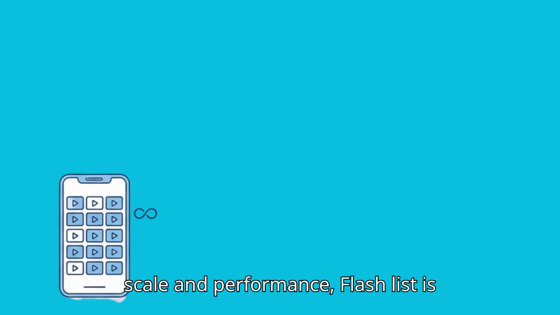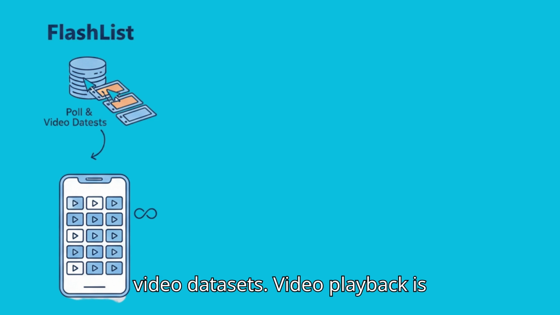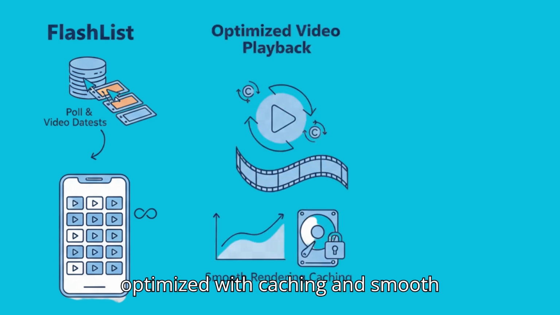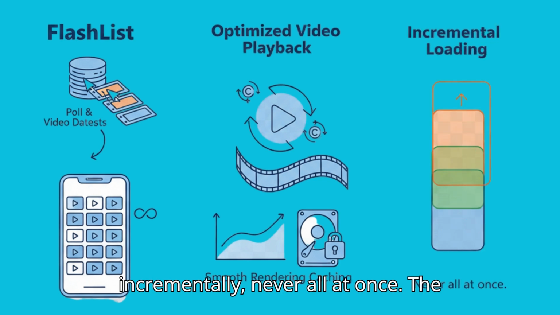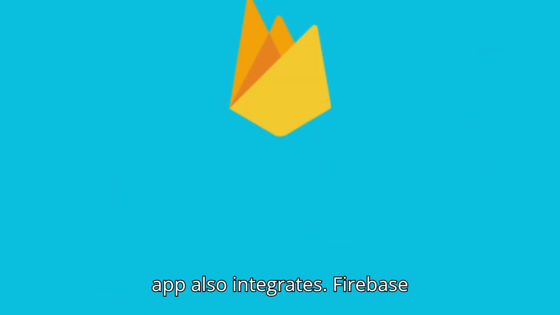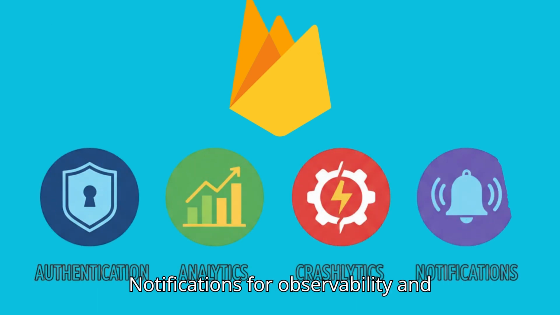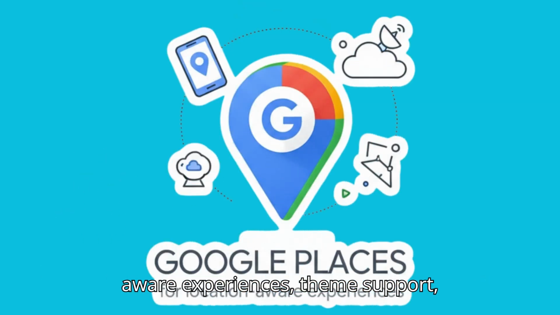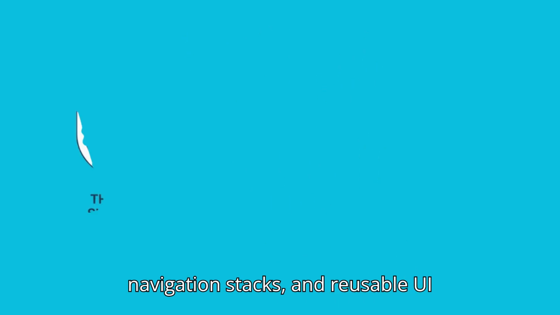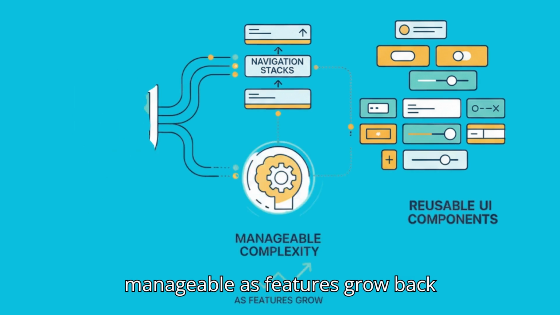To support scale and performance, FlashList is used for rendering large poll and video datasets. Video playback is optimized with caching and smooth rendering. Lists are loaded incrementally, never all at once. The app also integrates Firebase authentication, analytics, Crashlytics, and notifications for observability and reliability, Google Places for location-aware experiences, theme support, navigation stacks, and reusable UI components ensure that complexity remains manageable as features grow.